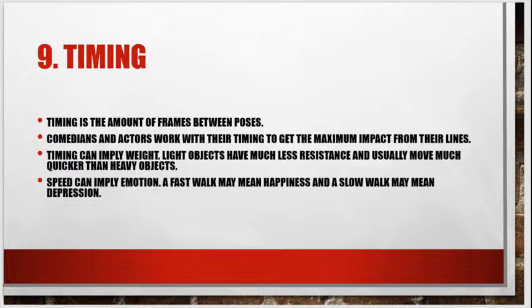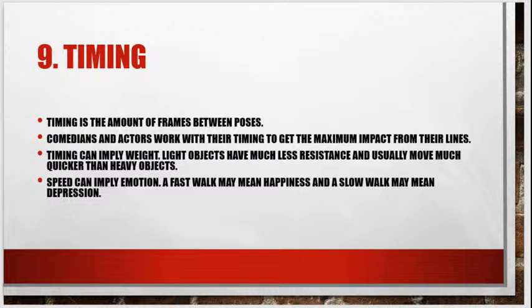Timing can apply weight. Light objects have much less resistance and usually move much quicker than heavy objects. Like if you have two characters, one very slow, like a turtle, and one very fast, like a rabbit. You will show that the turtle is moving very slowly and walking in a funny way, but not too slow. Compared to the rabbit he will be slow, and the rabbit will be very fast because he's running very fast.